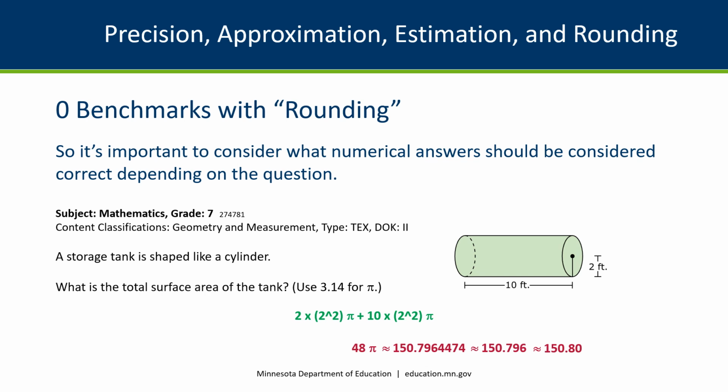Then, of course, oftentimes we say go ahead and use 3.14 for pi. So if instead of using the pi button, a student types in 48 times 3.14, well, then they get an answer of 150.72. You can see that's quite a bit different than if they use the pi button. Should we consider values from 150.72 all the way to 150.80? Should we consider values from 150.7 to 150.8?